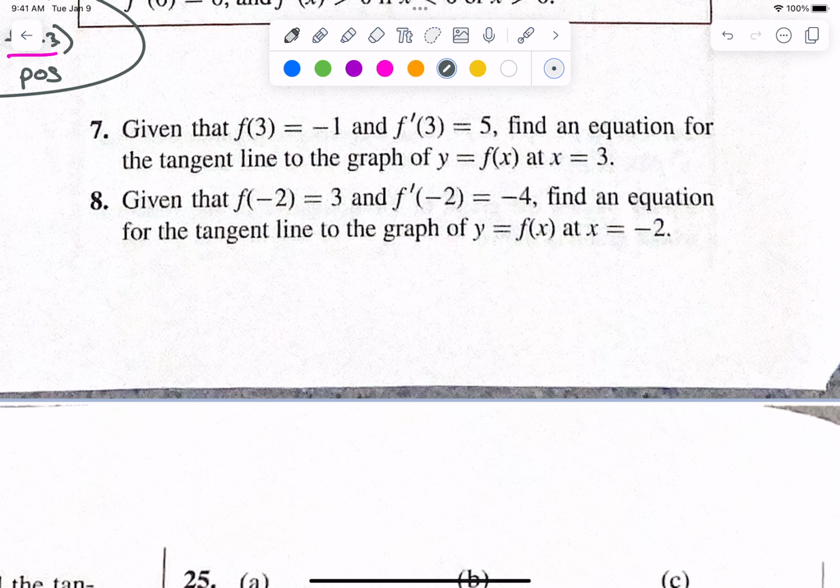Given that f of negative 2 is 3, that's the point negative 2 comma 3, and the derivative at negative 2 is negative 4. Find an equation for the tangent line to the graph at negative 2.